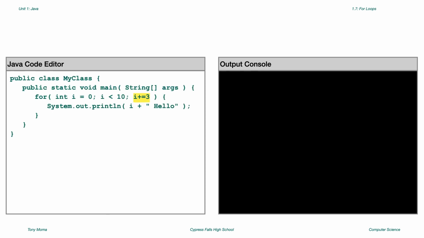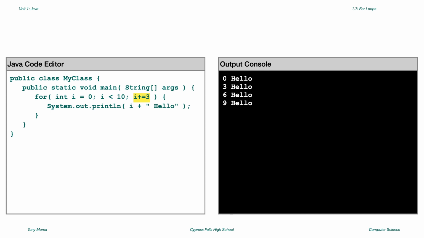In this example, we increase i by 3 after each iteration, thus leading to this output. Notice that in this output, the value of i is increasing by 3 every time. Also notice that we only performed 4 iterations for this for loop.